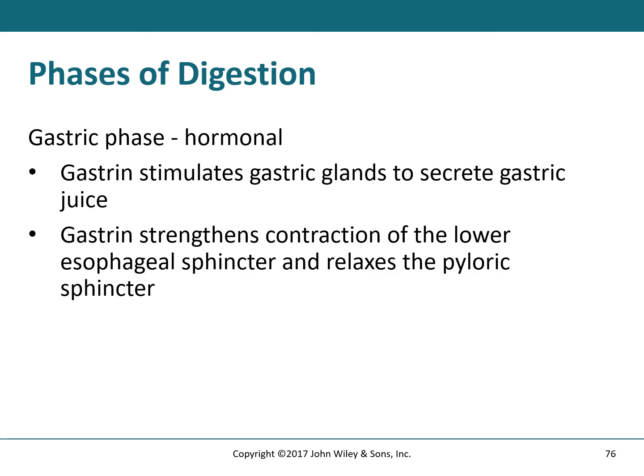You also have hormonal responses in the gastric phase. The hormone gastrin stimulates gastric glands to secrete gastric juice, and then it also strengthens the contraction of the lower esophageal sphincter, and what that does is it prevents backflow or reflux of the food in the stomach, and it relaxes the pyloric sphincter, which allows for chyme to move from the stomach into the duodenum.